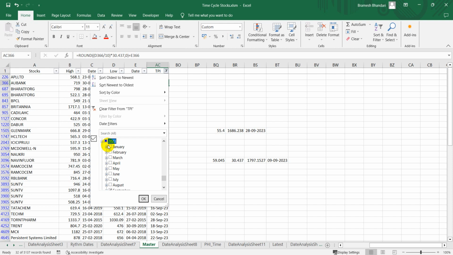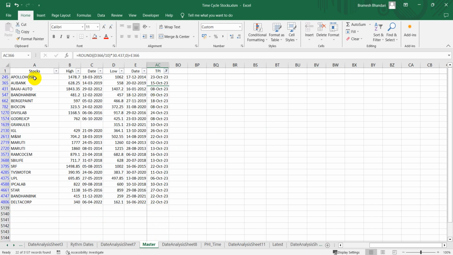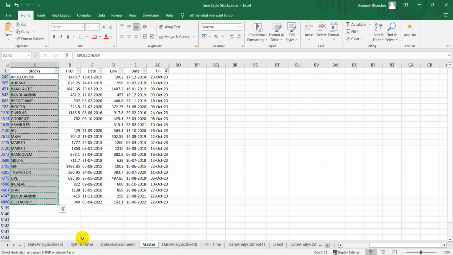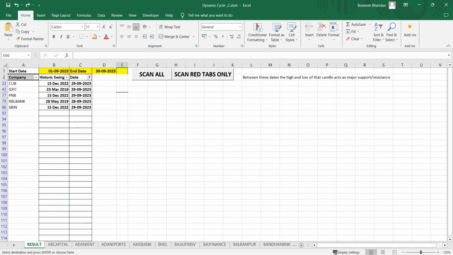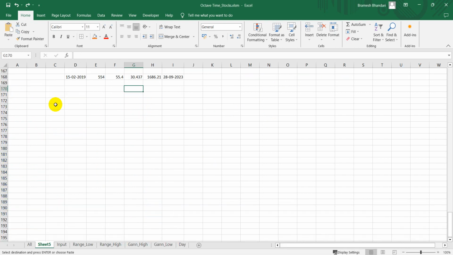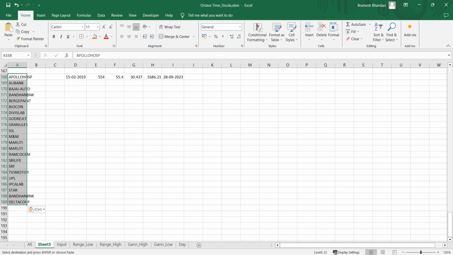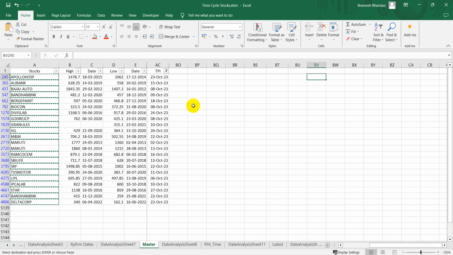So let's quickly move to the October month and see which are the important stocks showing this. These are the stocks which you can keep an eye on: Apollo Hospital, AU Bank, Bajaj Auto, Bandhan Bank, Berger, and these are the dates. Let me put them in a separate sheet so that you can make a note of these levels.